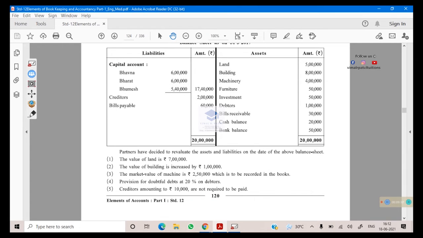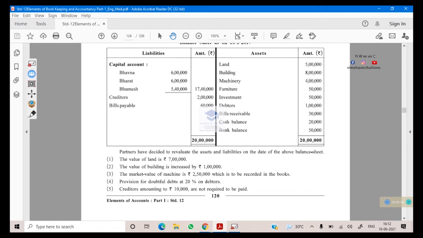Now the value of land is 7 lakh. In the balance sheet, the value of land is 5 lakh, and the adjustment value of land is given as 7 lakh. So there is an increase in the value of land by 2 lakh rupees. Then the value of building is to be increased by 1 lakh. You have been directly given the information that you have to increase the value of building by 1 lakh.